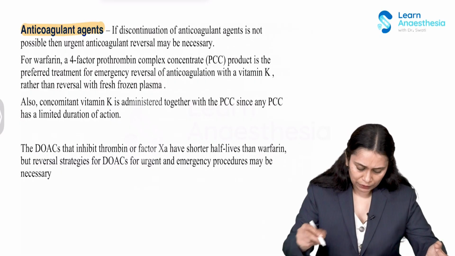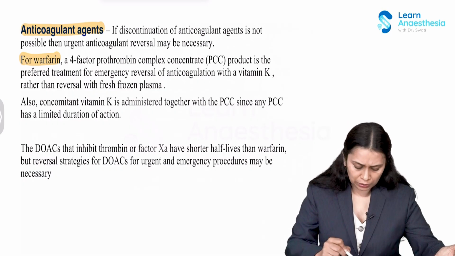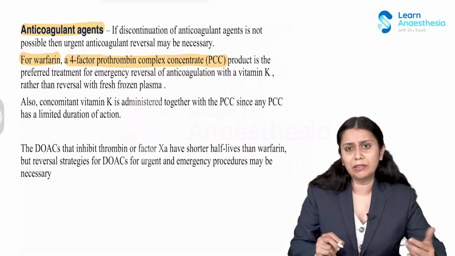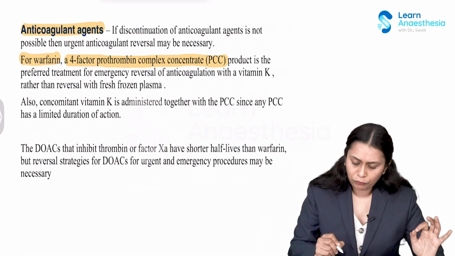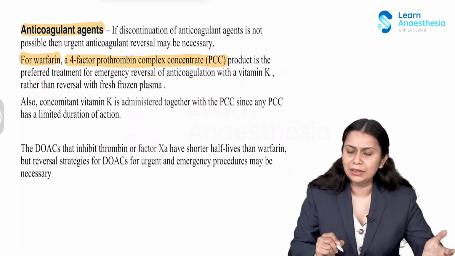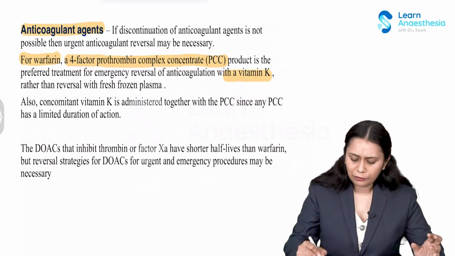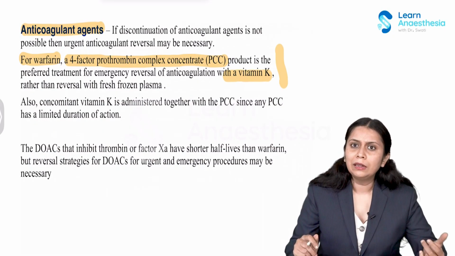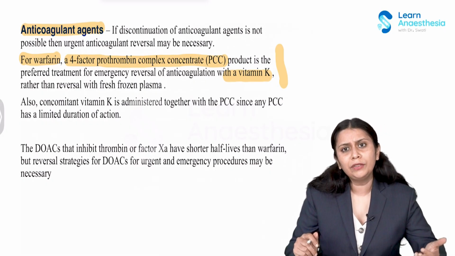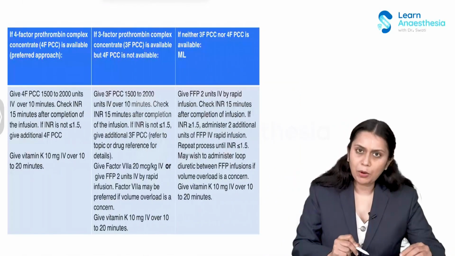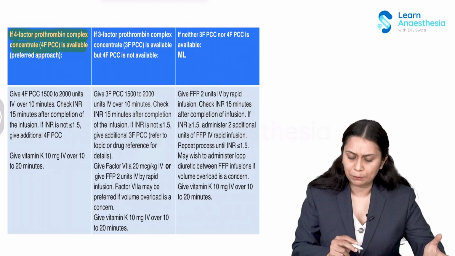Okay, if the patient has received anticoagulants and discontinuation has not happened, and it's an emergency surgery, then we need to reverse the anticoagulation. For warfarin, if the patient is on warfarin, the best would be 4-factor prothrombin complex. Rather than giving FFP, 4-factor prothrombin complex would be most appropriate. With 4-factor prothrombin complex, vitamin K should also be administered to the patient, right? Okay, if this is not available, then we can go for 3-factor prothrombin complex. If this is also not available, we can go for FFPs.